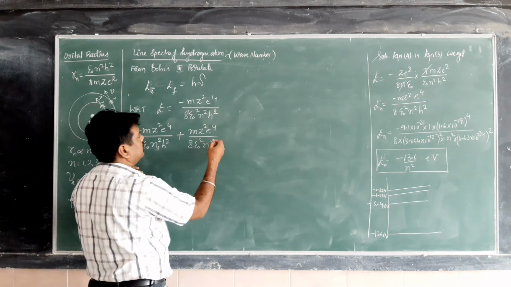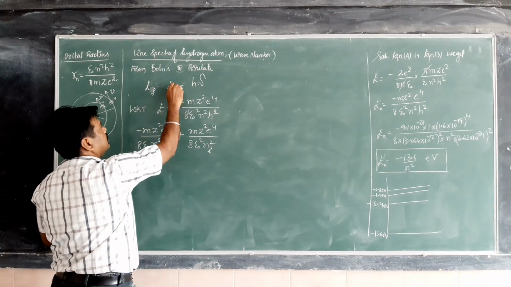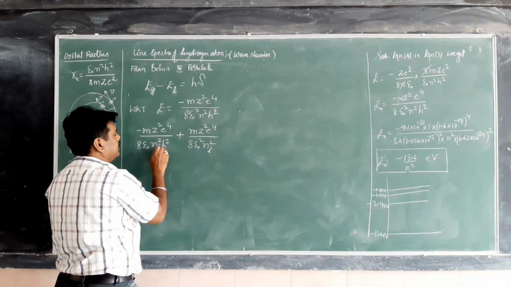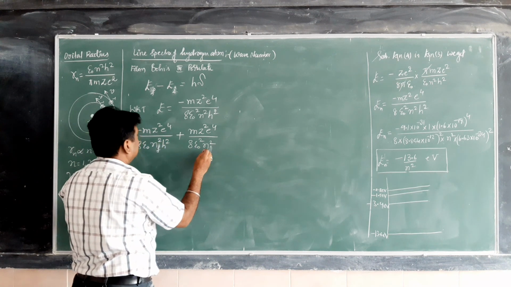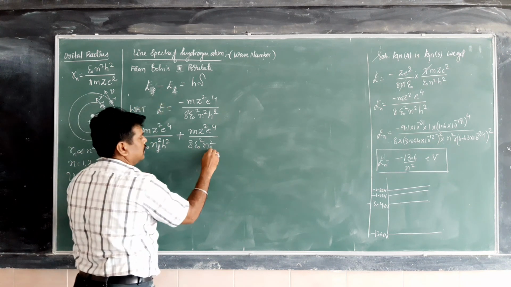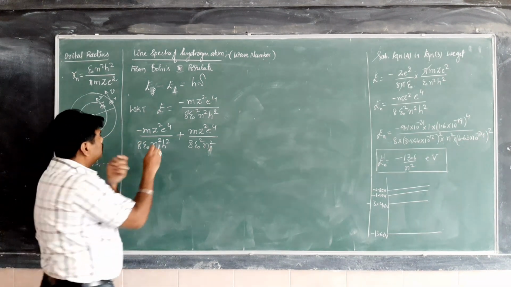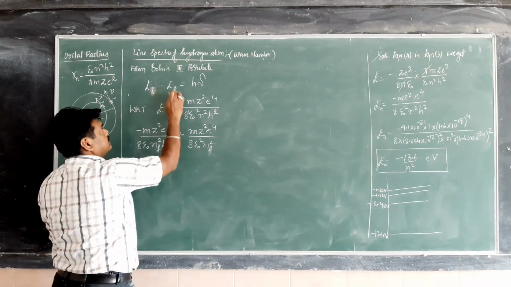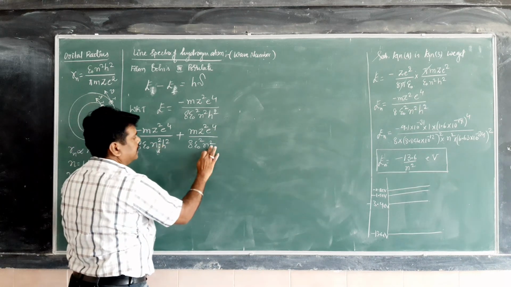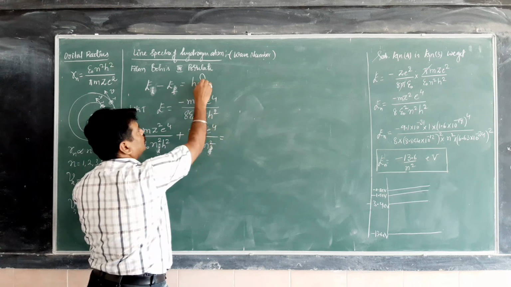We have to consider final value minus initial value. Nf minus Ni. This is Nf and this is Ni. Final minus initial. Okay. Now this one is initial and this one is final only. So this becomes Ni and this is Nf. Clear? Which is equal to h nu.